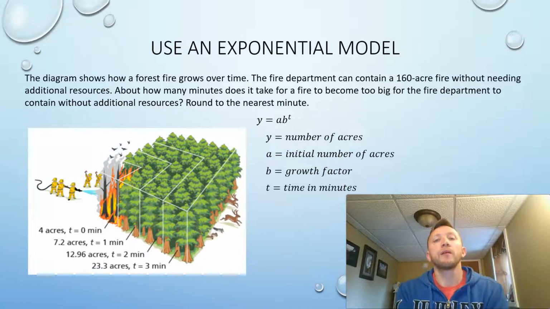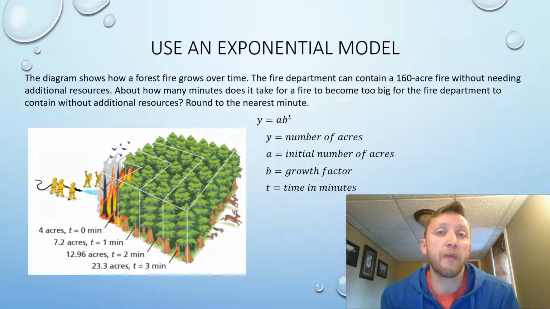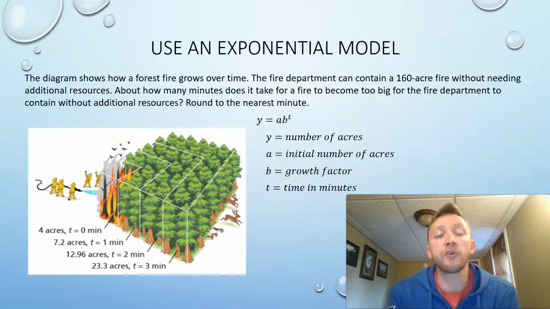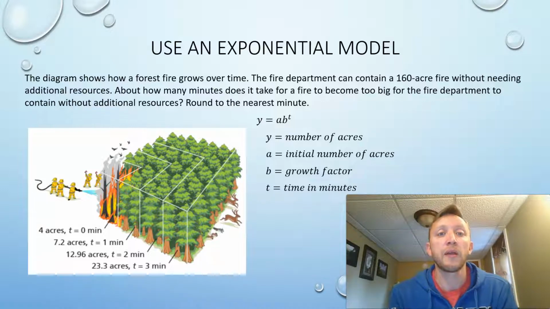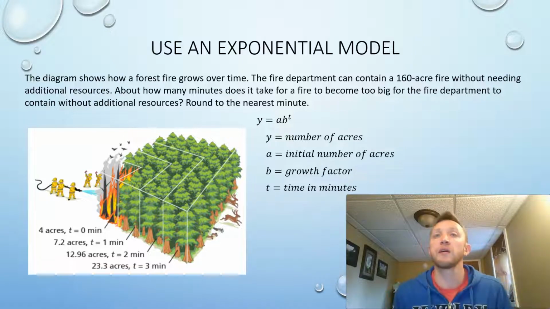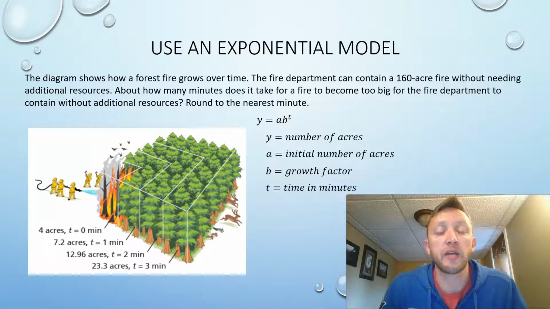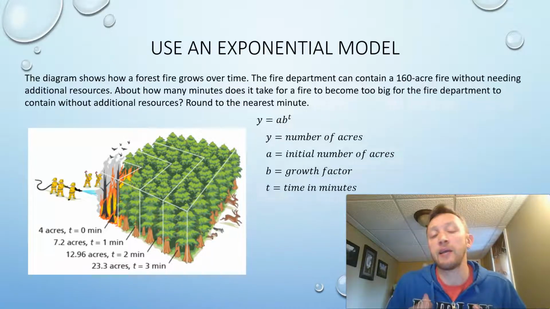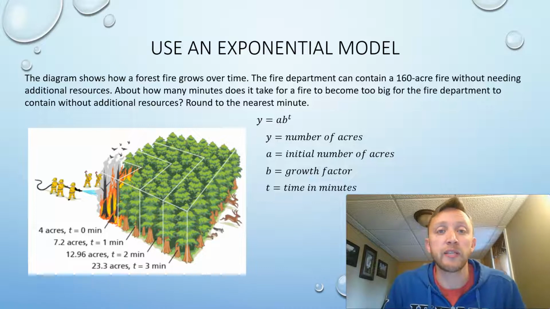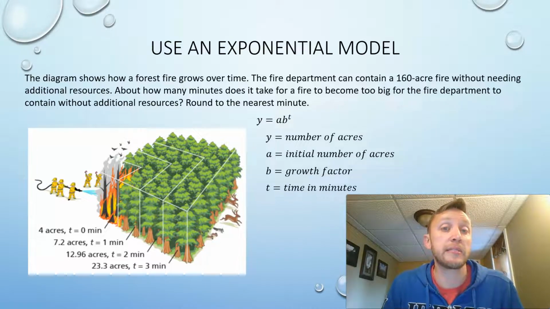All right, let's look at how we can use an exponential model. Let's look at the story problem. It says the diagram shows how a forest fire grows over time. The fire department can contain a 160-acre fire without needing additional resources. But how many minutes does it take for a fire to become too big for the fire department to contain without additional resources? That means all 160 acres. The first thing, we've got to review an exponential model. Remember, an exponential model is in the form y equals a times b to the x power, or oftentimes our exponent is t for time.